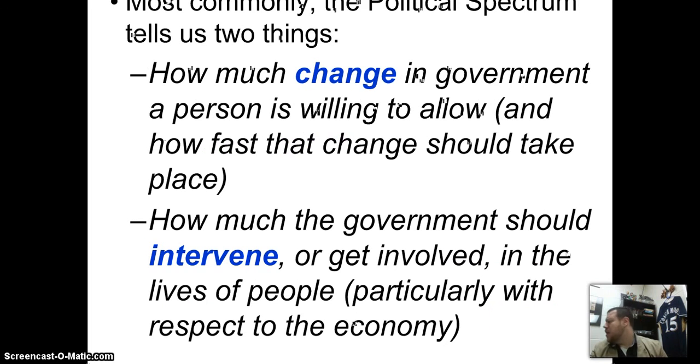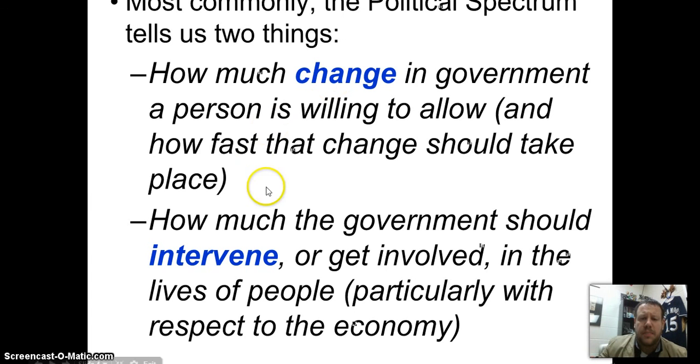Most commonly, the idea of being left or right wing depends on two things. Well, not only two things, but mostly two things. One is how much change a person is willing to allow in government. How much are people like, hey, this needs to change, and why? And also how fast that change should take place. Should it be a very gradual change or a super rapid change that takes place overnight? That's where part of it comes in.